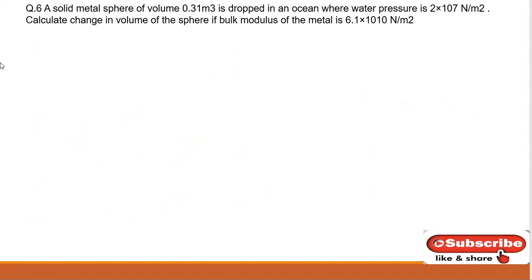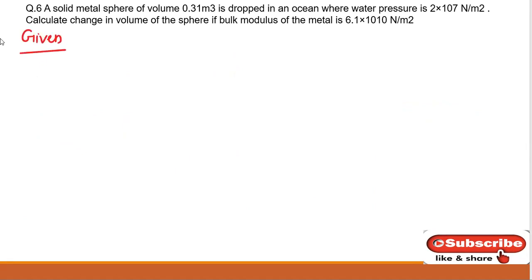A solid metal sphere of volume 0.31 meter cube is dropped in an ocean where water pressure is 2 into 10 raised to 7 Newton per meter square. Calculate the change in volume of the sphere if the bulk modulus of the metal is 6.1 into 10 raised to 10 Newton per meter square. So first we will write what is given.